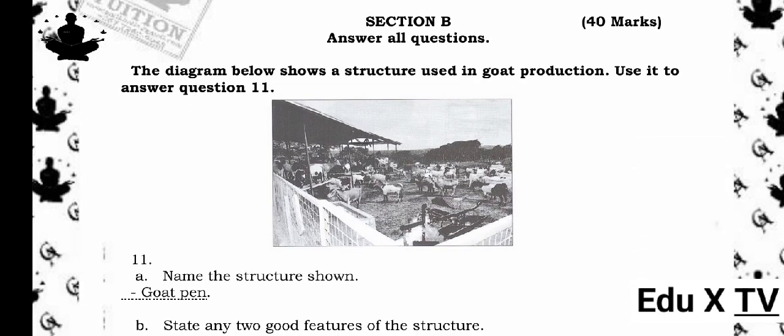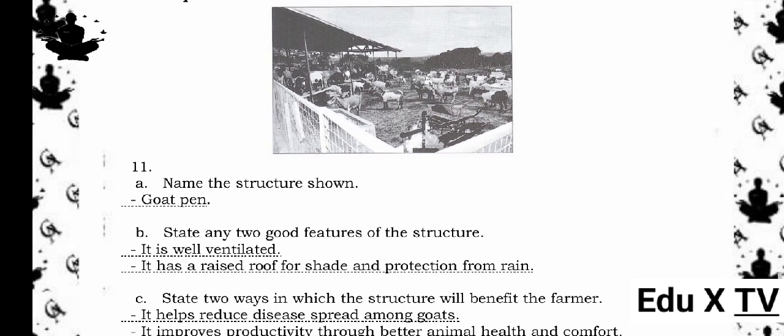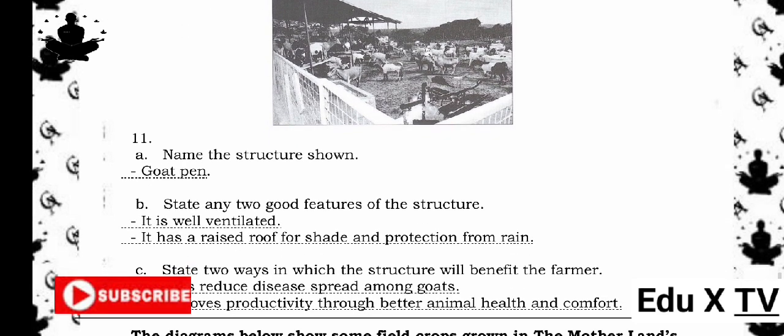Answer all questions. The diagram below shows a structure used in goat production. Use it to answer question 11. 11. A. Name the structure shown. Goat pen. B. State any 2 good features of the structure. It is well ventilated. It has a raised roof for shade and protection from rain. C. State 2 ways in which the structure will benefit the farmer. It helps reduce disease spread among goats. It improves productivity through better animal health and comfort.